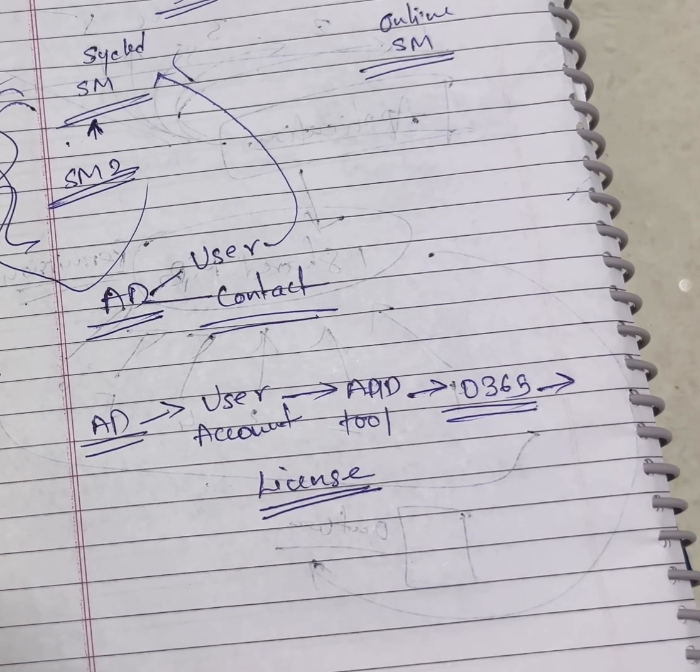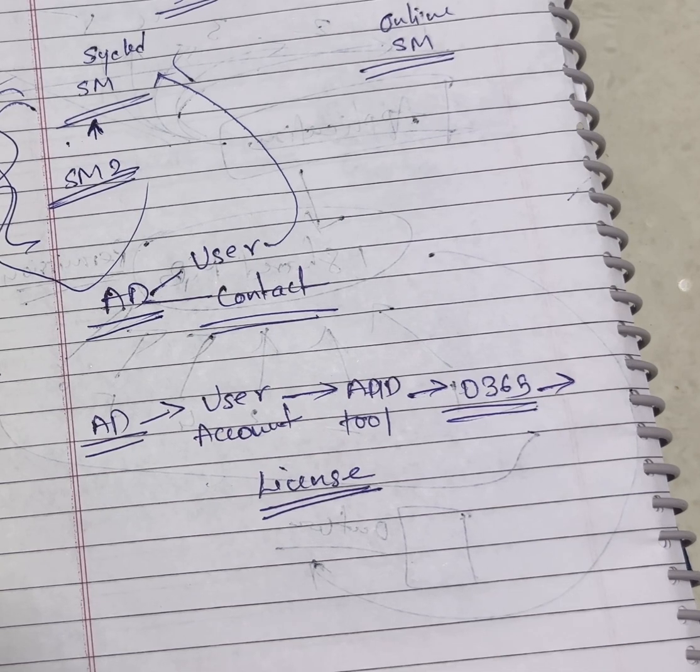Okay, so AD's work is to just create a user. So it has created a user. It's Exchange's responsibility to route them as a user mailbox, a shared mailbox, or a room mailbox. So always make sure AD will not define whether it is a user mailbox, a shared mailbox, or a resource mailbox.